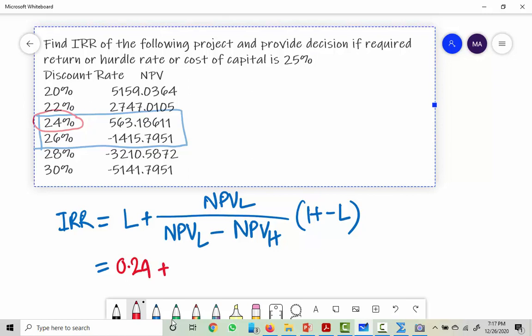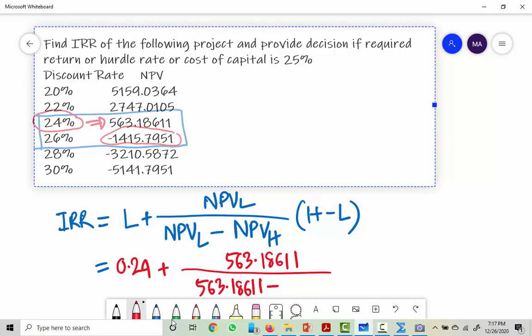So this is the lower rate and this is the higher rate. NPV at this rate is this one. Obviously the positive one will always be in the numerator. The positive one will always be in the numerator in IRR calculation. Similarly, we should write this one in the denominator also. And then this is the minus from the formula. And now we need to write this one. And this is again minus.